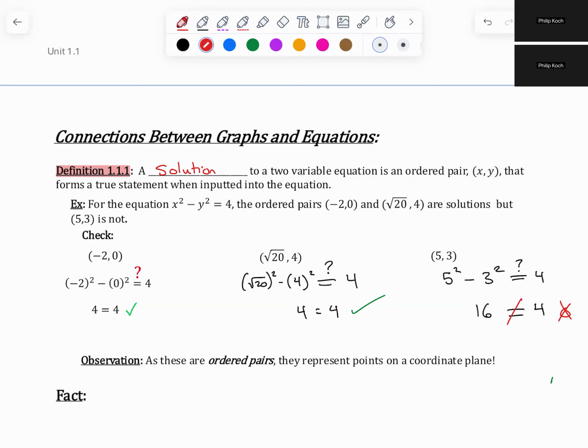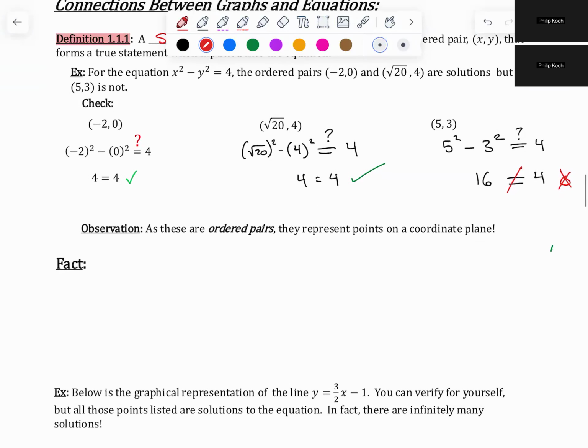That's how we determine whether or not things are solutions to an equation, to a two-variable equation. It has to make a true statement when it gets plugged in. And since they are ordered pairs, that means they represent points in the coordinate plane. And so the fact of the matter is that the solutions of an equation create the corresponding graph.